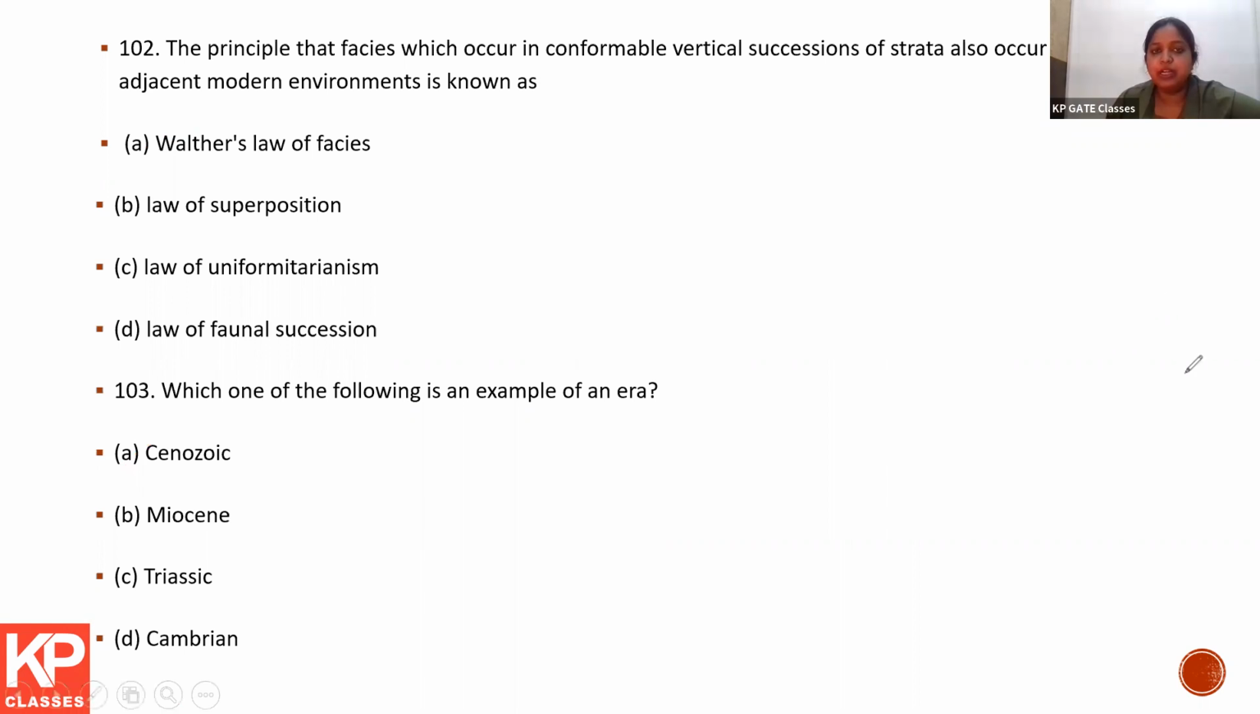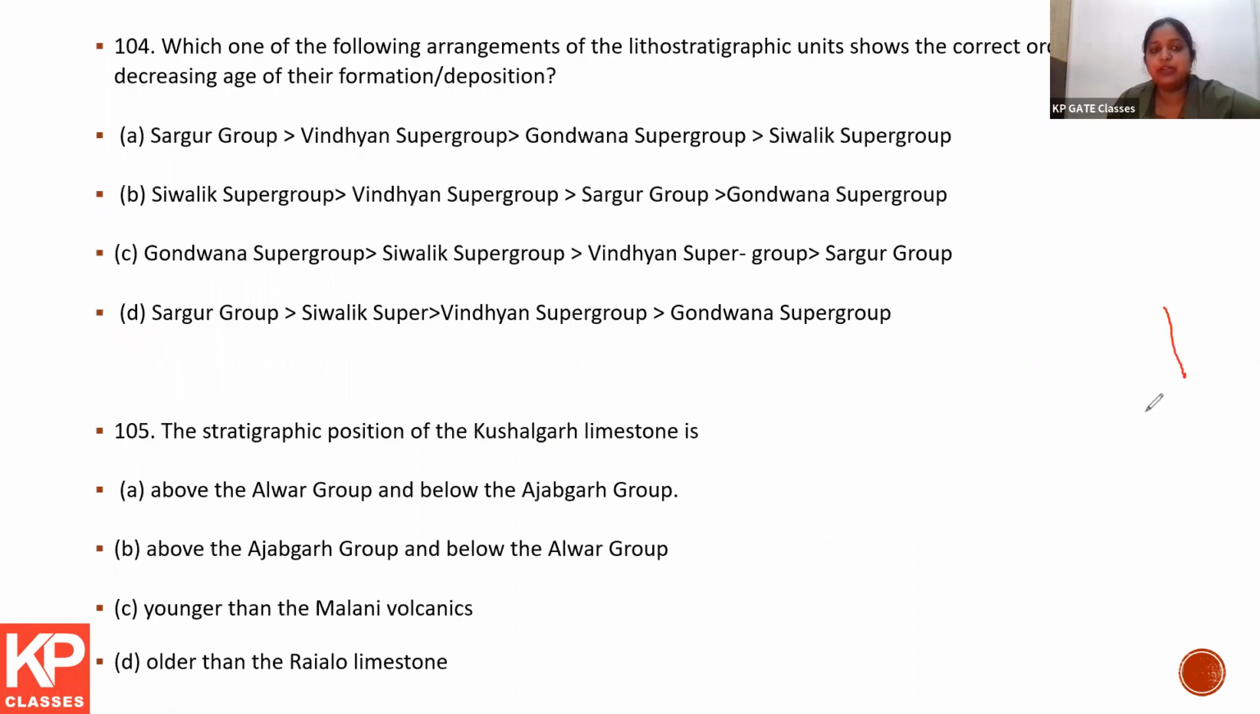Then which one of the following arrangements of lithostratigraphic units shows the correct order of decreasing age of their formation? Answer is Sargur group, Vindhyan, Gondwana, Shivalik group. Easy. Sargur comes under Dharwar Craton, then the Proterozoic basin Vindhyan, then comes the Gondwana supergroup, Paleozoic, Mesozoic age, then comes the Shivalik. So this was an easy question. Next one, the stratigraphic position of Kushalgarh limestone is above Alwar group and below Ajabgarh group. So easy, direct question.